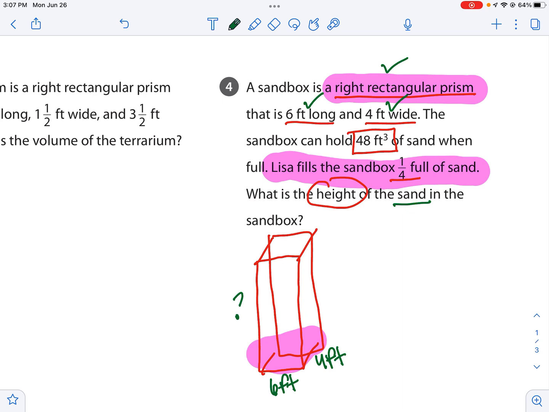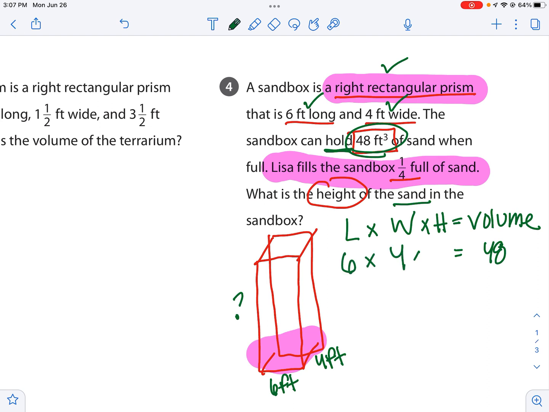Okay, so I'm going to be using my volume formula, so length times width times height equals volume. Okay, I already know the volume of the sandbox is 48, right? Because it can hold 48 feet cubed. I know that the length is 6 feet, the width is 4 feet, and I don't know what the height is. So that's kind of what's going on right now.